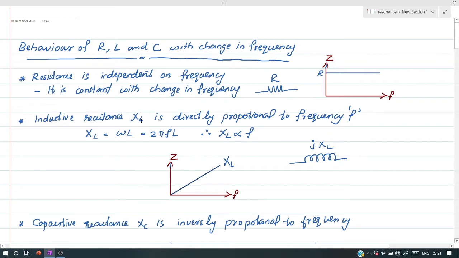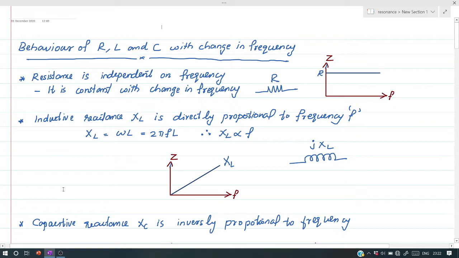Inductive reactance XL is directly proportional to frequency F. As we know, XL is equal to omega L, which is equal to 2 pi FL, where F is the frequency in hertz. So we can say that XL is directly proportional to frequency. So as frequency increases linearly, inductive reactance also increases linearly, and it can be expressed in this way, jXL.